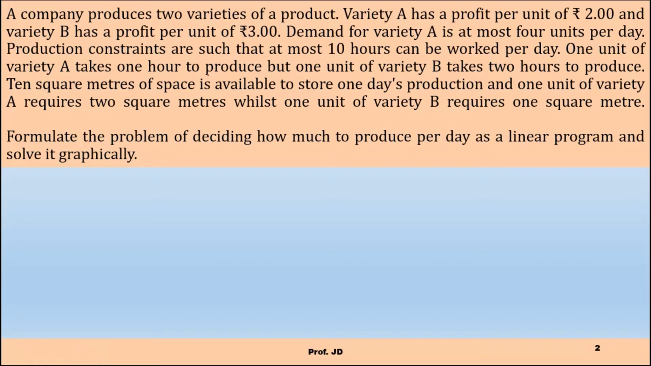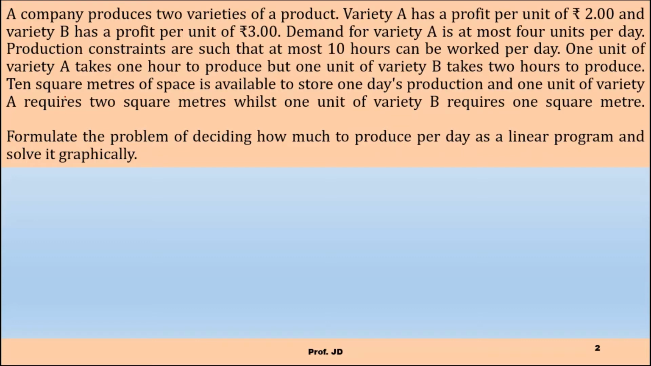Production constraints are such that at most 10 hours can be worked per day. At most 10 hours. Again, the maximum hours that is available is 10 hours. You cannot exceed above 10 hours, right? So that's why this is also in less than or equal to type constraint. 1 unit of variety A takes 1 hour to produce, but 1 unit of variety B takes 2 hours to produce. Okay, so this is production time.